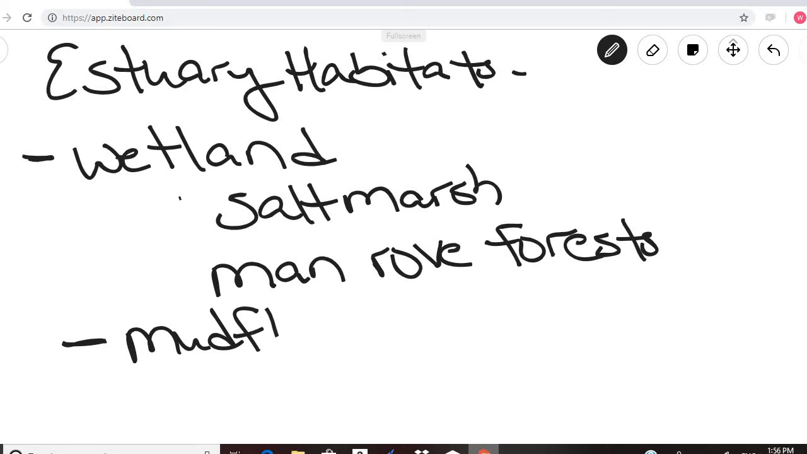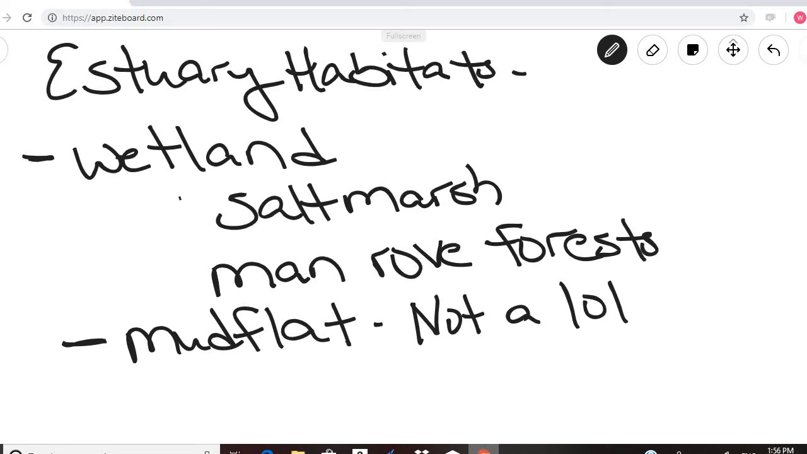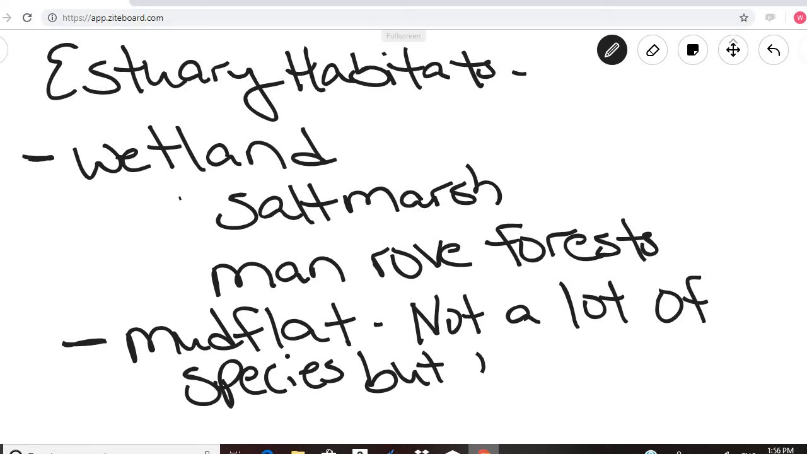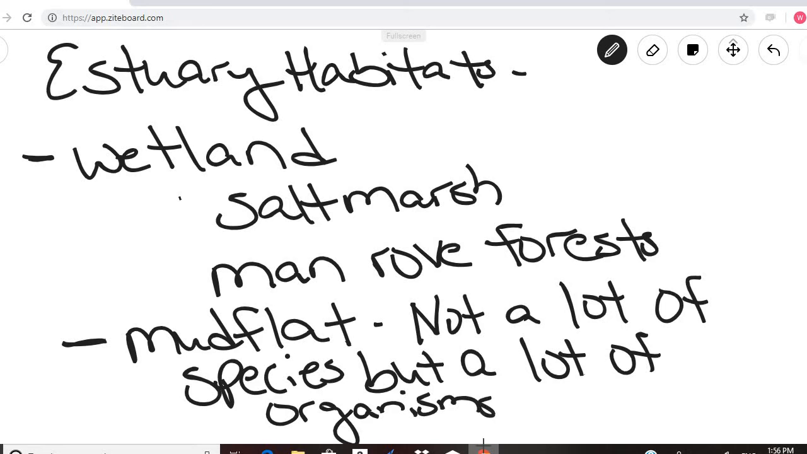So mudflat, not a lot of different species. The conditions are difficult to survive because you're not getting much oxygen, but the species that do live there are in large numbers. So not a lot of variety of species, but they are present in very large numbers. They feed on the sediment that is brought in by the rivers.